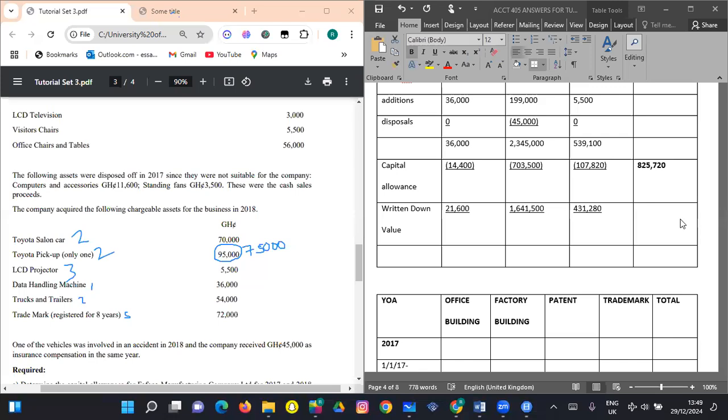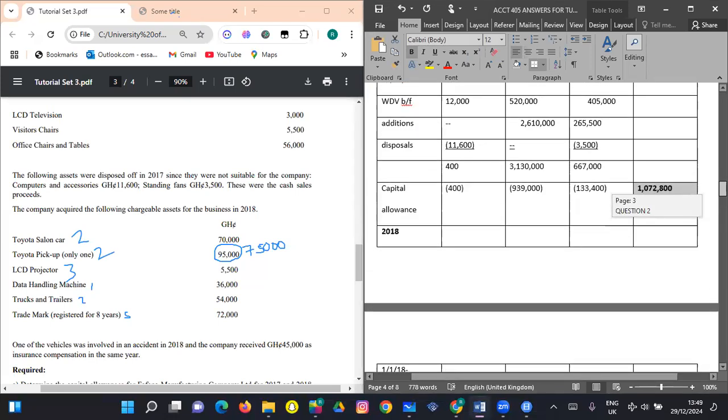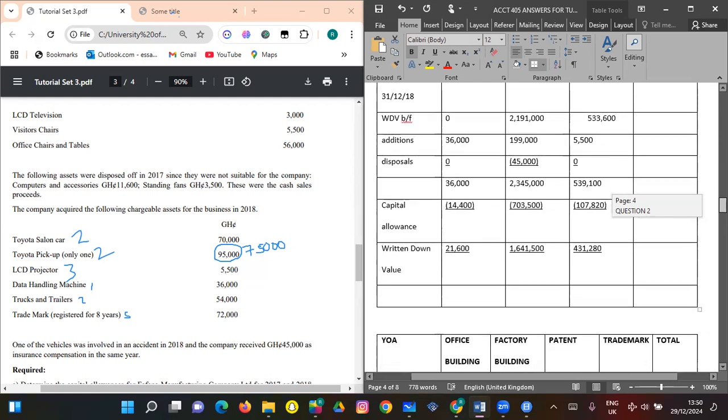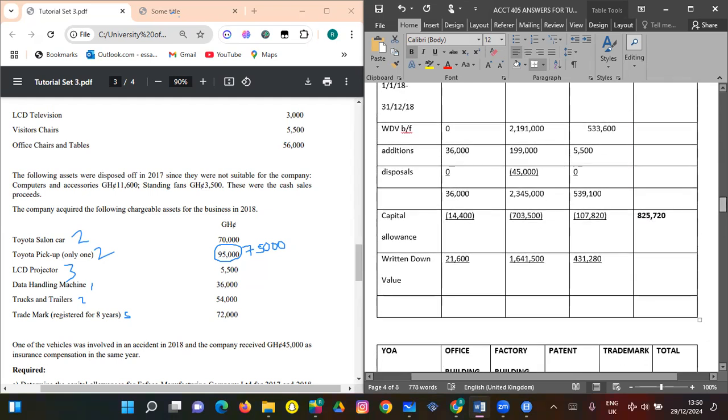All right, so yeah, 2018. We have 36,000 as an addition because that was the data handling equipment.